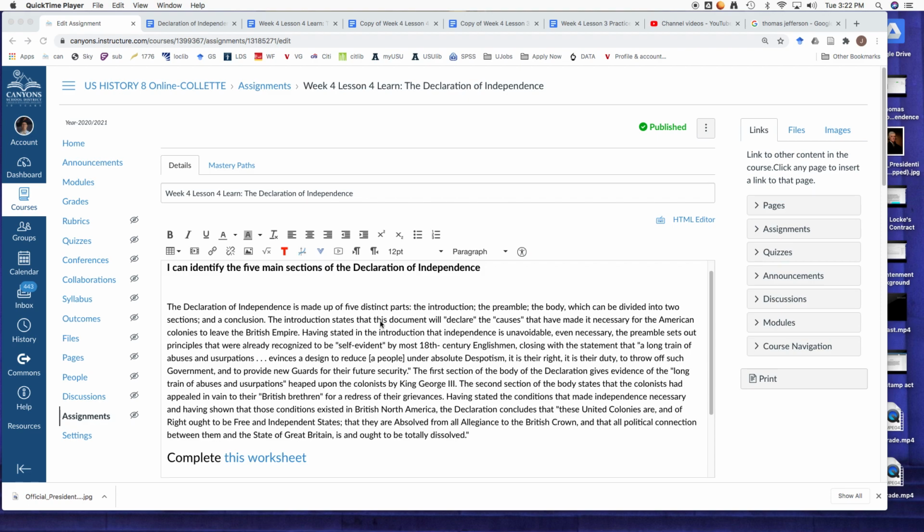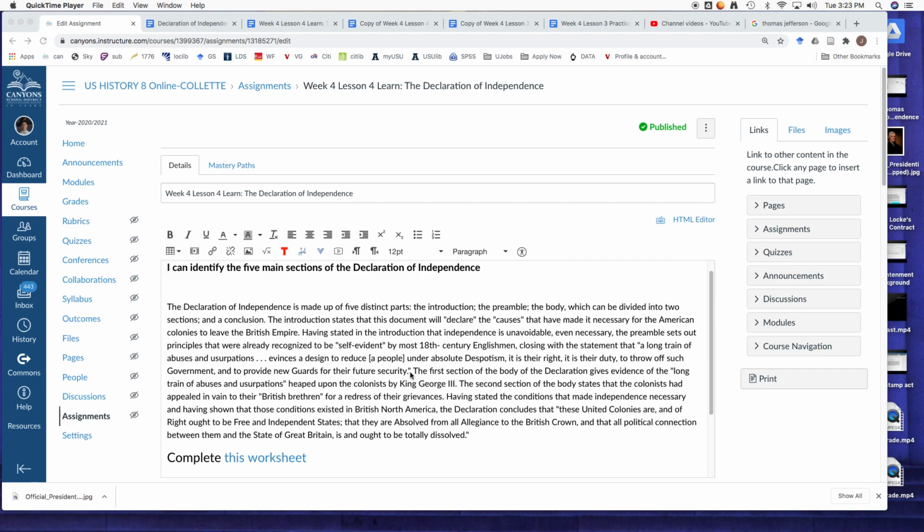The introduction states that this document will declare the causes that have made it necessary for the American colonies to leave the British Empire. Having stated in the introduction that independence is unavoidably, even necessary, the preamble sets out principles that were already recognized to be self-evident by most 18th century Englishmen, closing with the statement that a long train of abuses and usurpations evinces a design to reduce a people under absolute despotism. It is their right, it is their duty to throw off such government and to provide new guards for their future security.